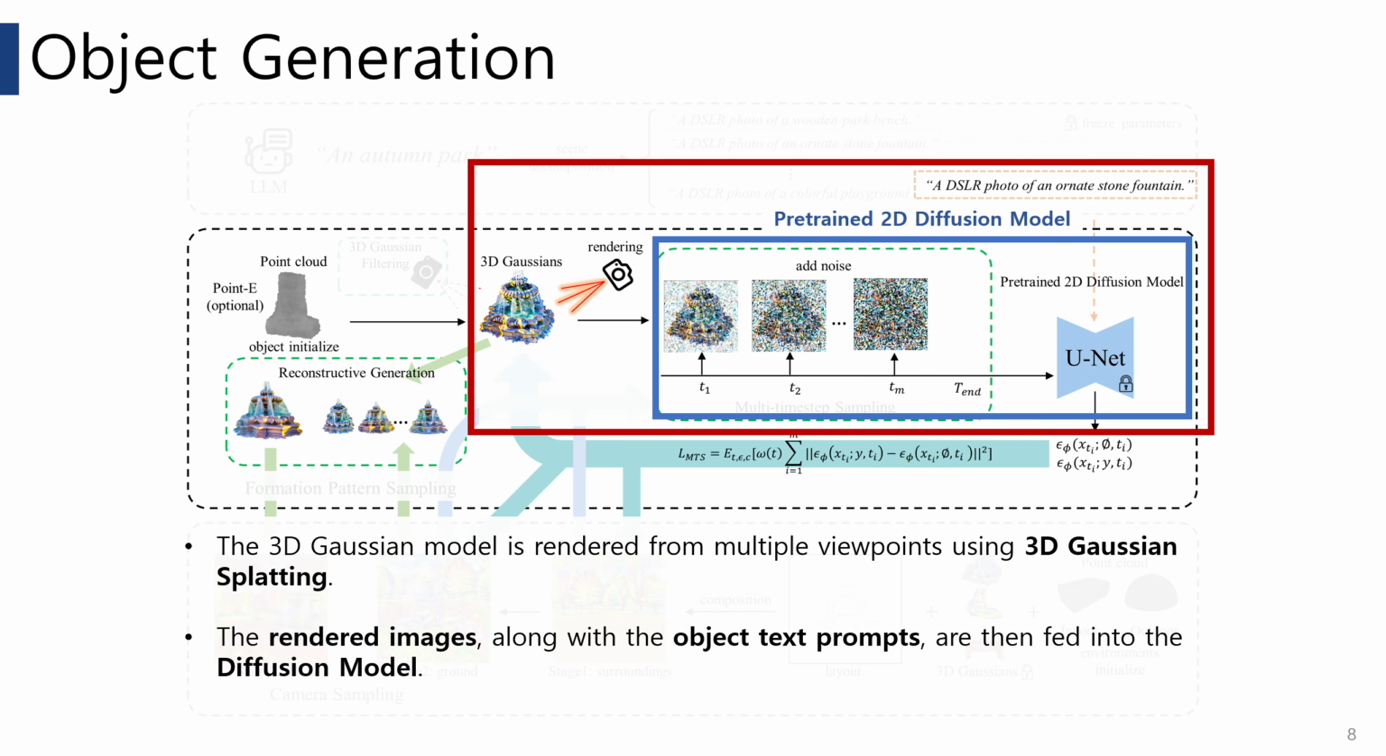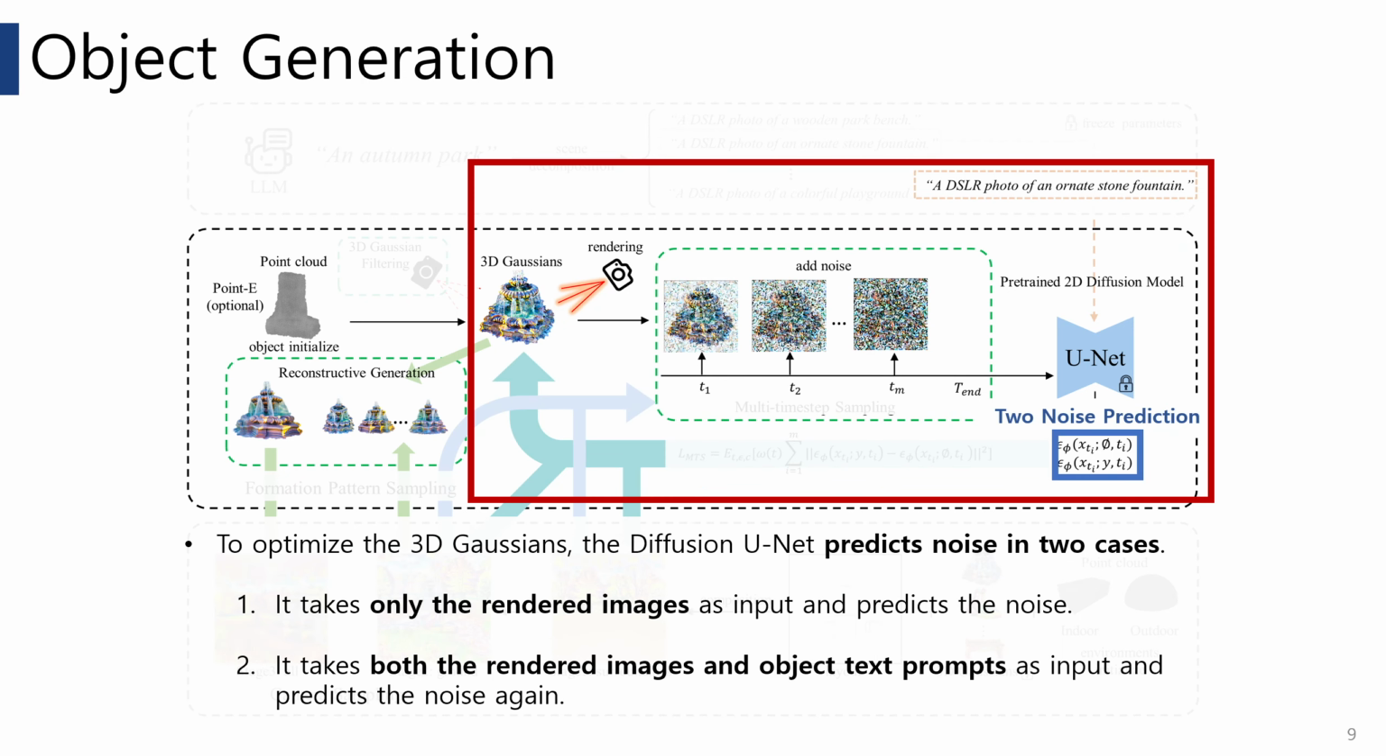Next, this 3D Gaussian model is rendered from multiple viewpoints using 3D Gaussian splatting. The rendered images, along with the object's text prompts, are then fed into the diffusion model. To optimize the 3D Gaussians, the model predicts noise from the diffusion model in two different cases. First, it takes only the rendered images as input and predicts the noise. Then, it takes both the rendered images and object text prompts as input and predicts the noise.